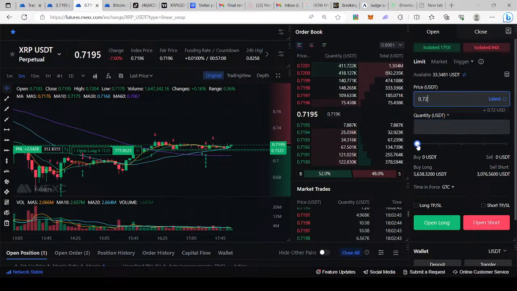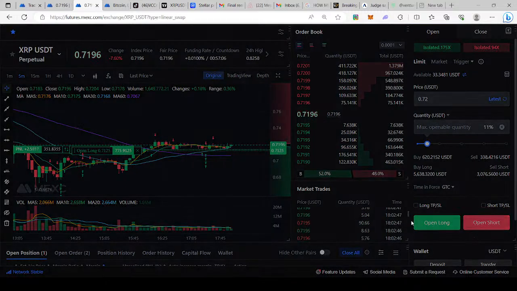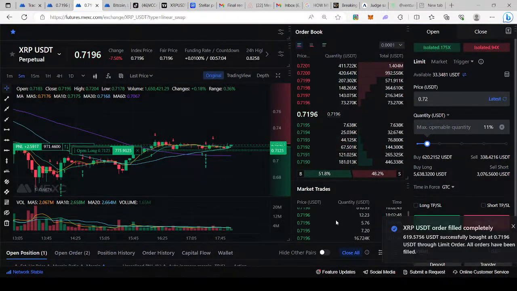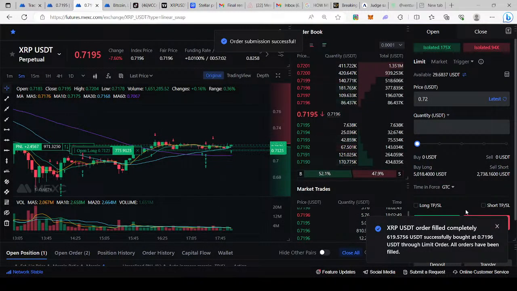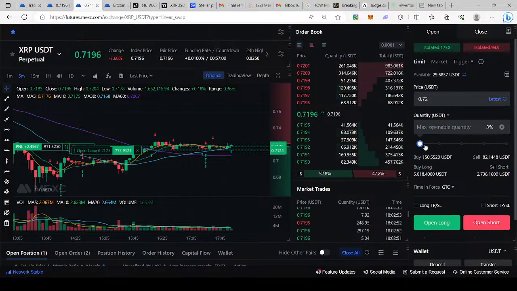I'm going to put my buy at 72, and every time it's a little bit below that, I'm going to pick up a long. So right now I'm at 71.96. I'm buying a little bit, doing my little 10% there. Hopefully I can get a 71.70 here. There we go. Go down, buddy. Go down.